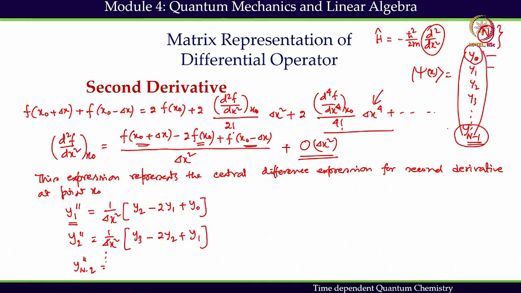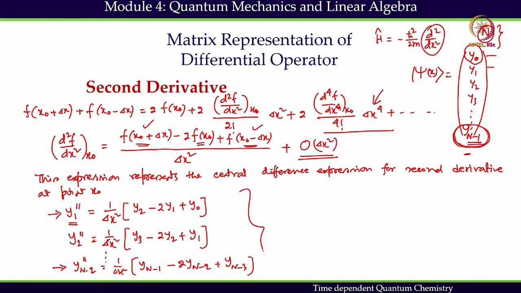Similarly, I cannot get the second derivative with the central difference method at the last point, because I do not have any point one step forward; I need both the one step forward and one step backward values of the function. So I start with y1 and end with y n minus 2, where I can write 1 by delta x square, then the function value one step forward, which is n minus 1, minus 2 times the function value at that point n minus 2, plus the function value one step backward, which is n minus 3. That is the way we will get this.